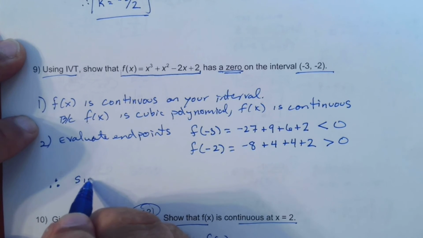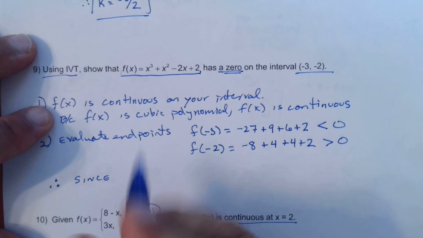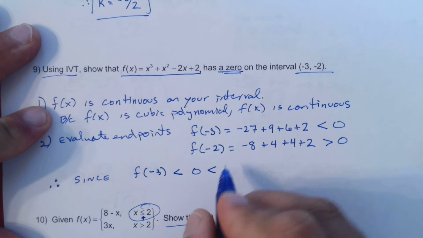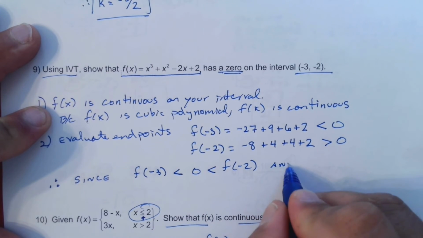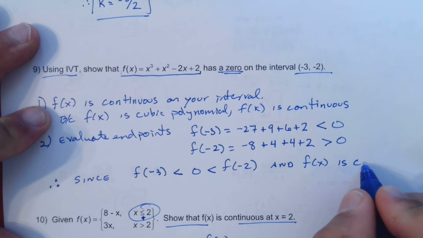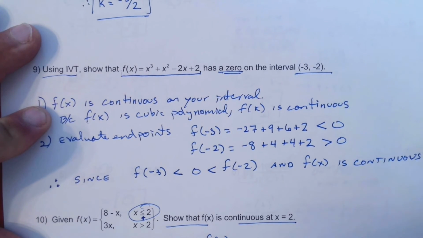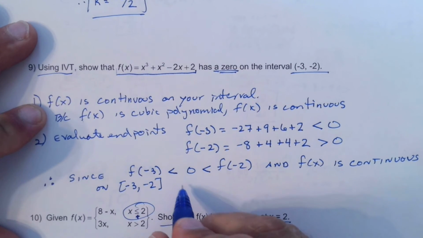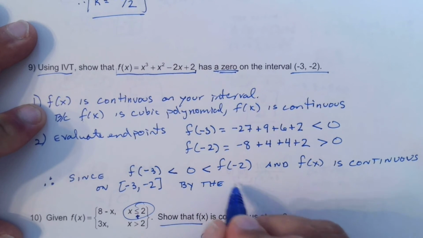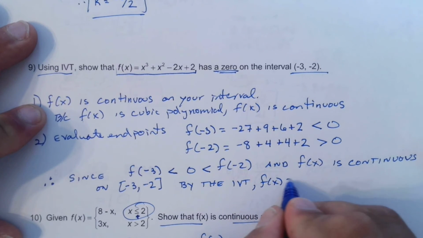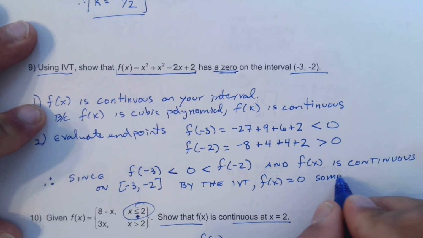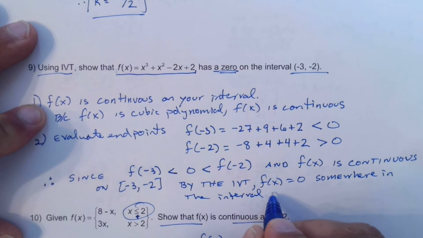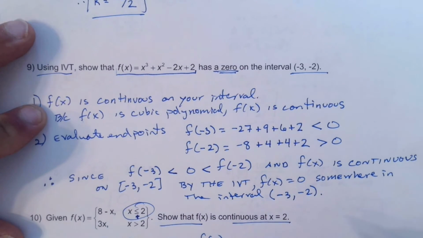So therefore, since f of negative 3 is less than 0, but less than f of negative 2, and f of x is continuous on our interval from negative 3 to negative 2, by the intermediate value theorem, f of x is equal to 0 somewhere in the interval from negative 3 to negative 2.